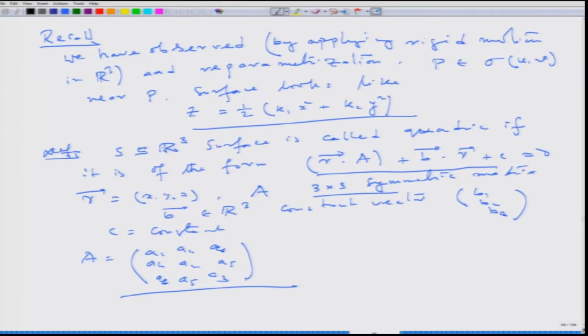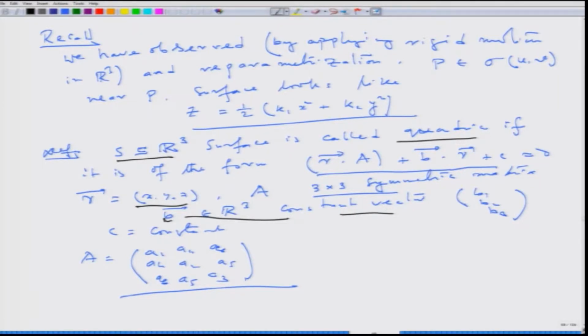A quadratic surface is defined as follows. A set S in R3 is called quadratic if it is of the form R dot A R plus B dot R plus some constant C, where R is a vector (x, y, z), A is a 3 cross 3 symmetric matrix, B is a fixed constant vector in R3 and C is a constant in R.